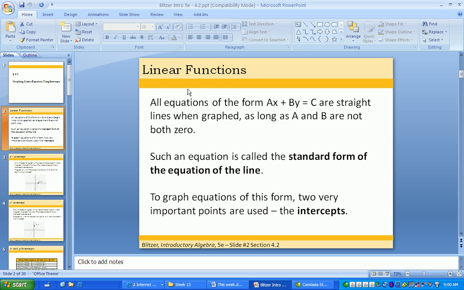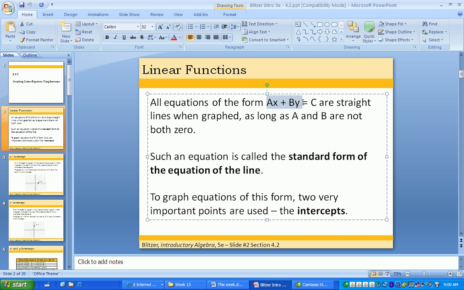So for linear functions or linear equations, we have the form ax plus by is equal to c. These are straight lines as long as a and b are not both 0. If they're both 0, then we don't have an equation, we just have a dot. When we write equations in this form, we call that the standard form of the equation of a line. We can use this standard form to find our intercepts, and then we can use our intercepts to graph.